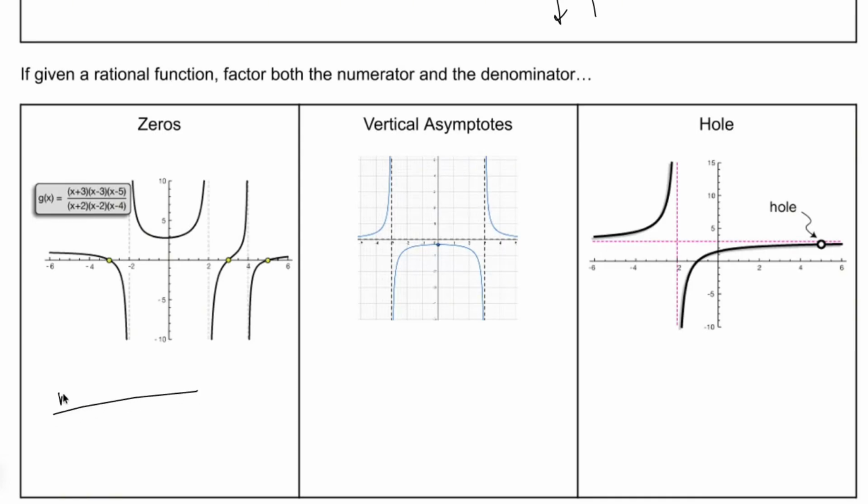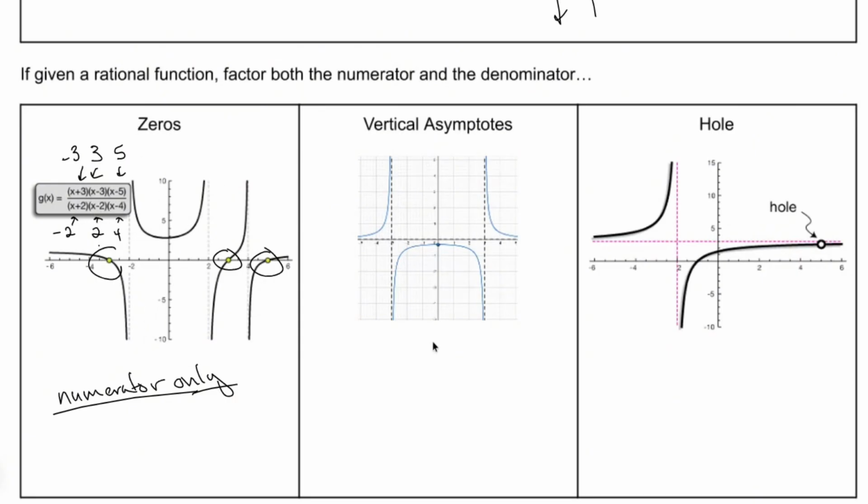So zeros exist in the numerator only. So I would look at this and notice that if you were thinking zero product property, I have magic numbers at -3, +3, and +5. Down here in the denominator, thinking of magic numbers only, I have -2, 2, and 4. My zeros are where you have unique factors in the numerator only, and that happens at -3, +3, and positive 5.